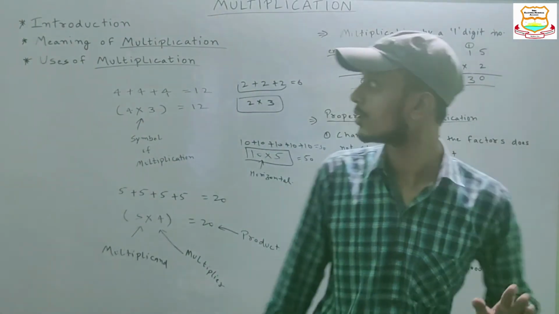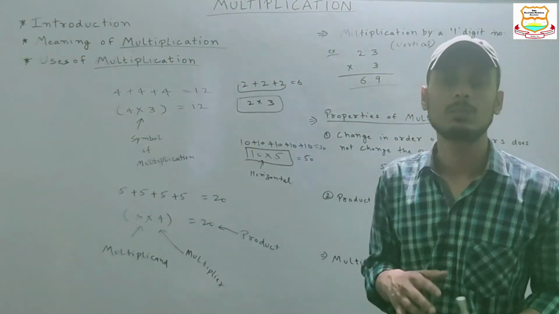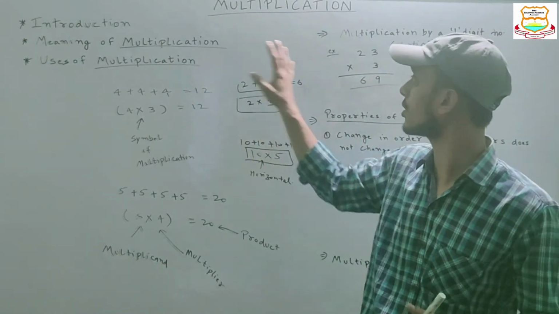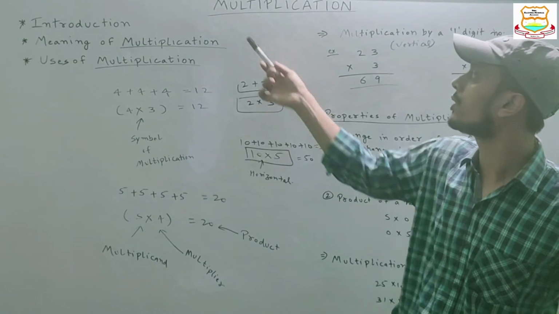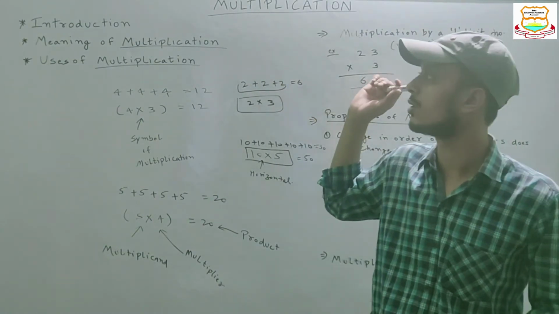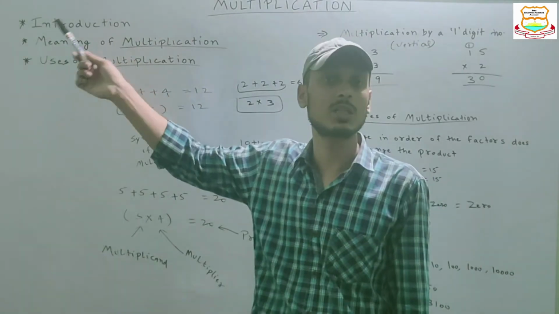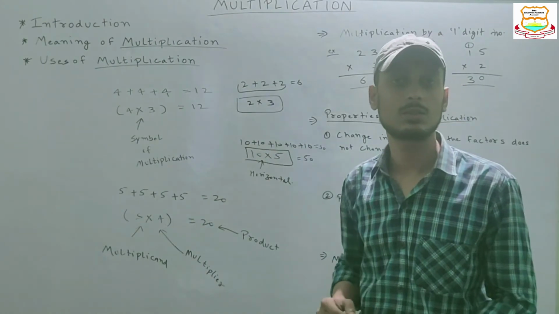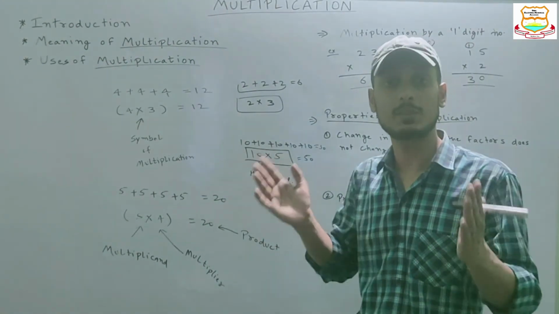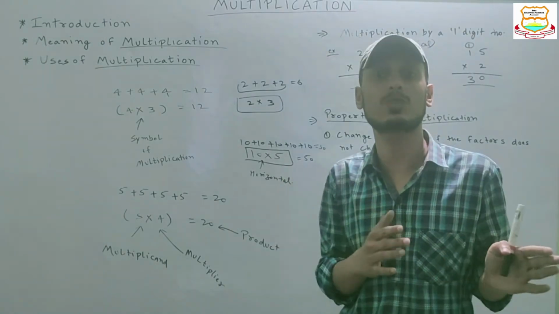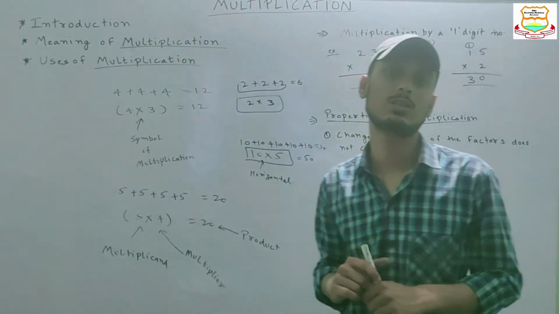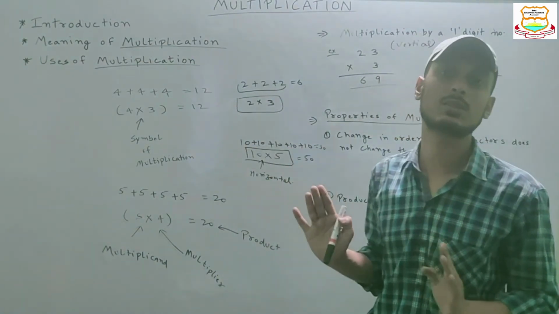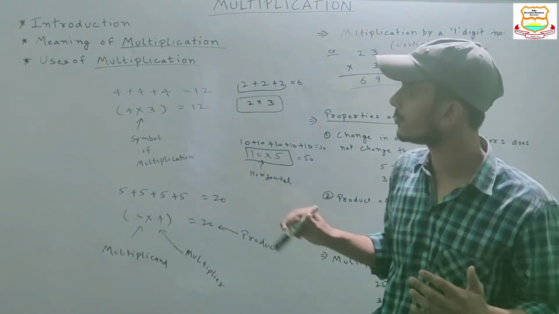So now the topic is complete, the chapter is complete. Before ending the chapter, let us quickly revise what we have learned so far. So we started the chapter multiplication. We saw the introduction about multiplication. We also learned the meaning of multiplication. What is the meaning of multiplication? Multiplication is nothing but a special type of addition. It is a type of addition. You can understand like this. It is a repeated addition.